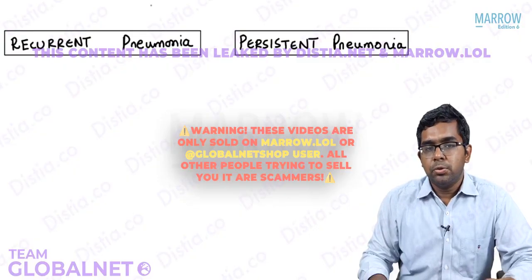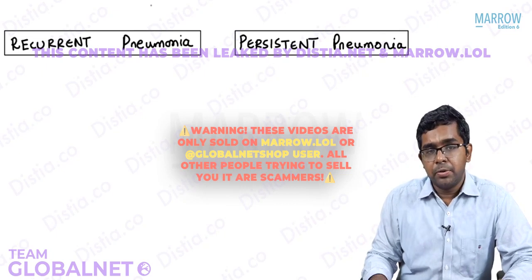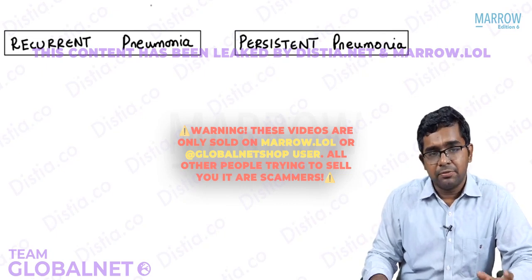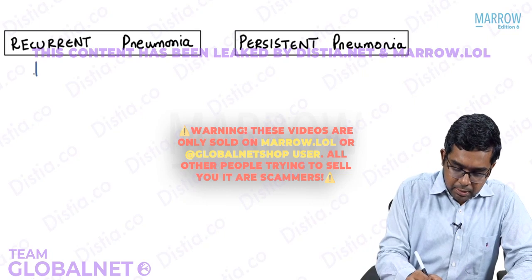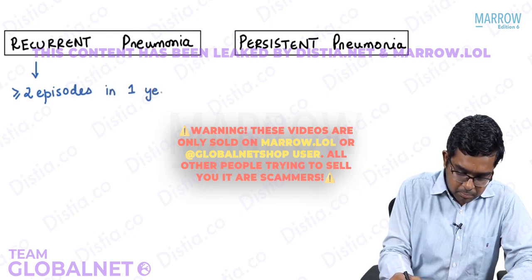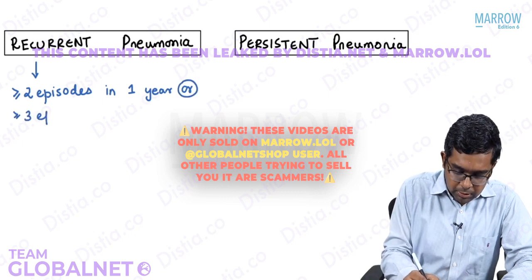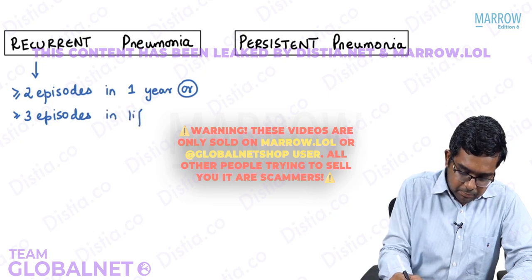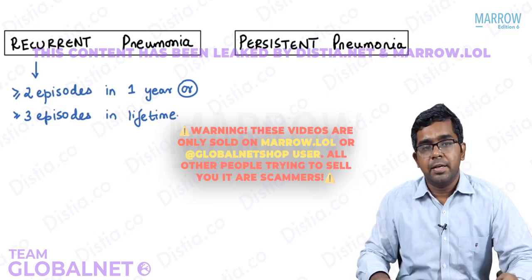Now let us look at two important terms called recurrent pneumonia and persistent pneumonia. First, the definitions are important. Recurrent pneumonia is defined as more than or equal to 2 episodes of pneumonia in 1 year, or more than or equal to 3 episodes in a lifetime. This is what is called recurrent pneumonia.